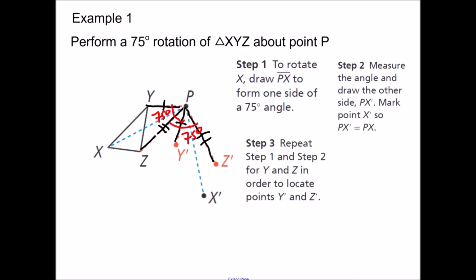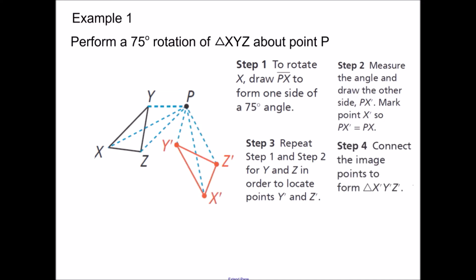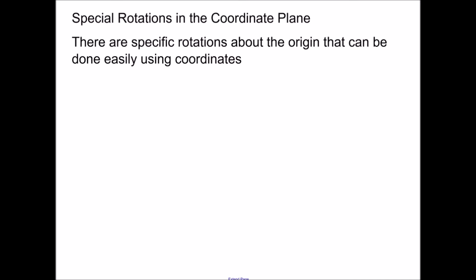Technically, it's 75 degrees counterclockwise, so that's positive. Then we connect the points with a straight edge, and we get our triangle X prime, Y prime, Z prime. And so we essentially rotated the triangle about point P. All right, so that's how we physically rotate a triangle, and we make the measurements in place in order to make sure that it's accurate using our tools. But now we're going to talk about special rotations in the coordinate plane.